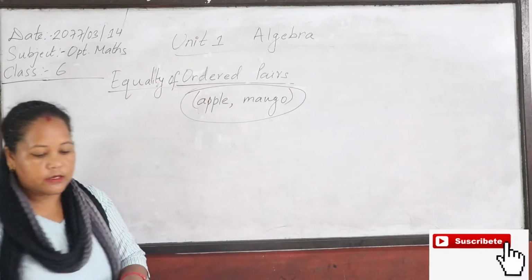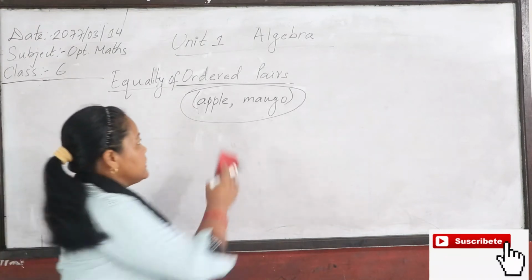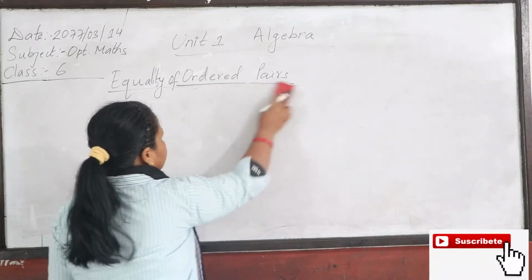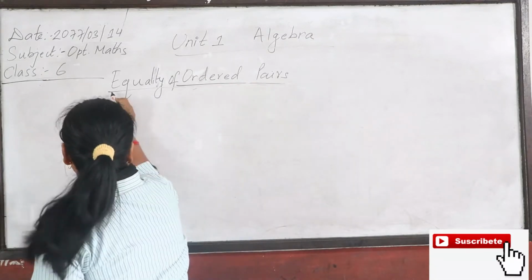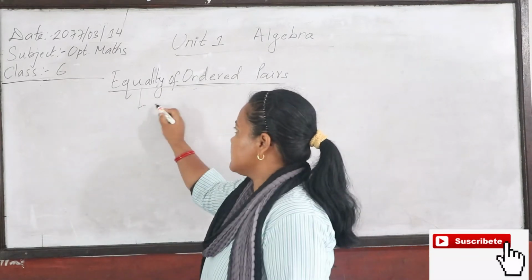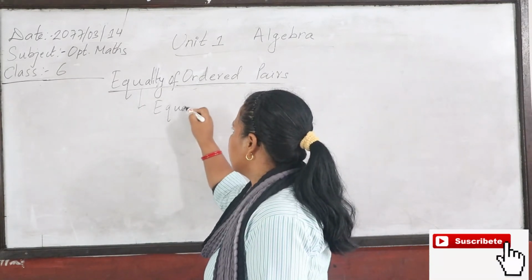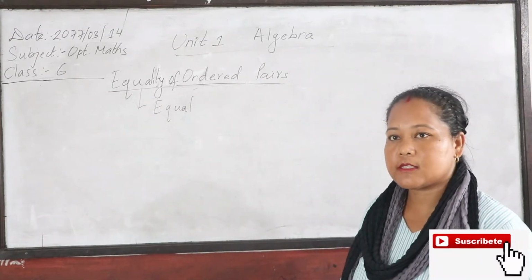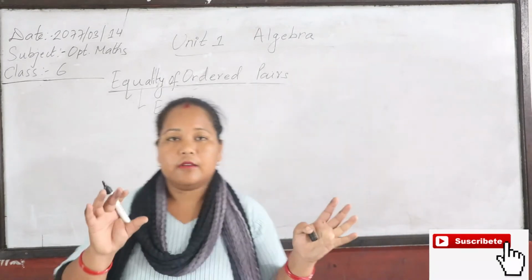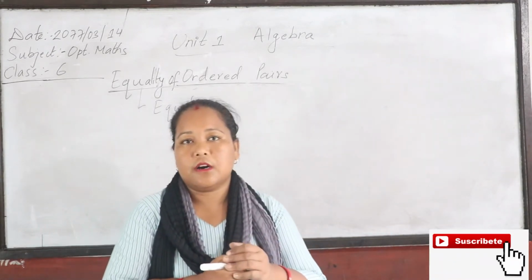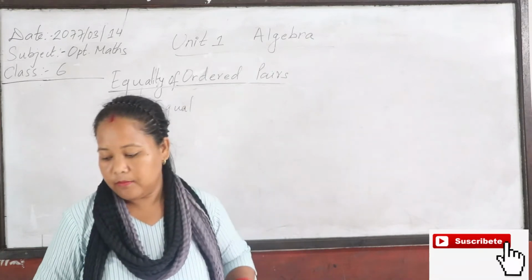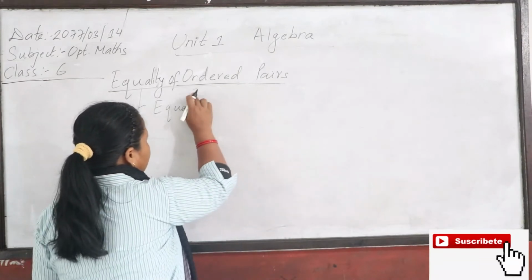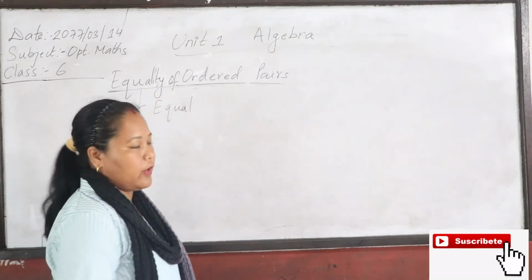Yes, equality of order pair. Equality. The word equality says what? All we know about is equality. Equality means equal. Equal order pair: if the corresponding components of two order pairs are the same, then they are called equal order pairs. We can say the two order pairs are equal.